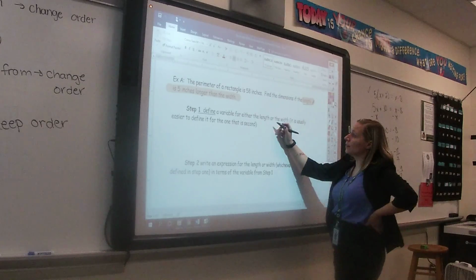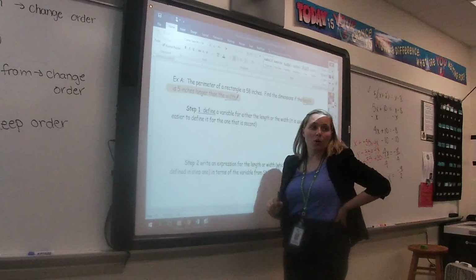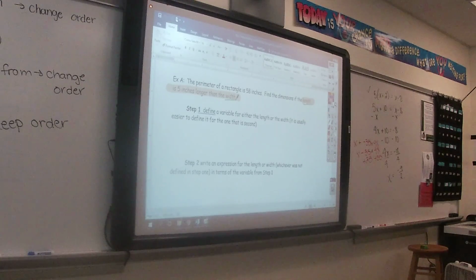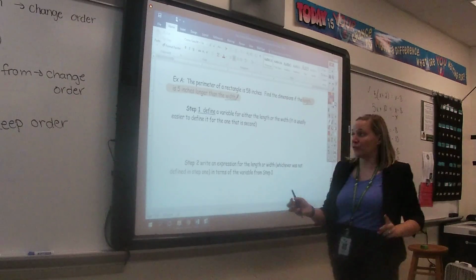We don't know the length and we don't know the width. Which one of those words comes second? Width. But when I'm speaking, which one of those words do I say second? I say width second. So that's what we are going to define first.